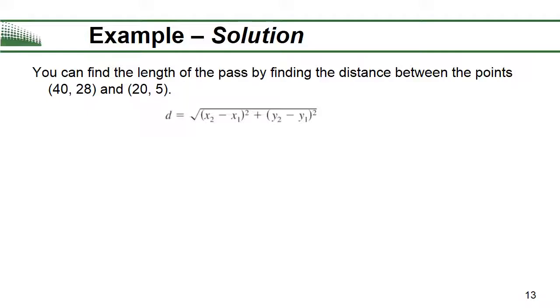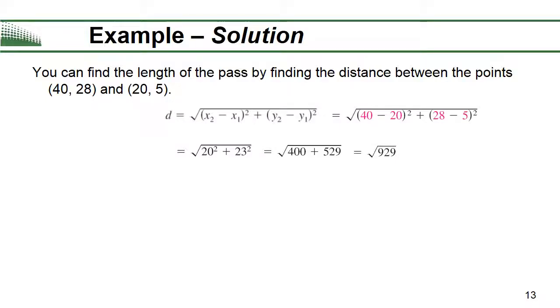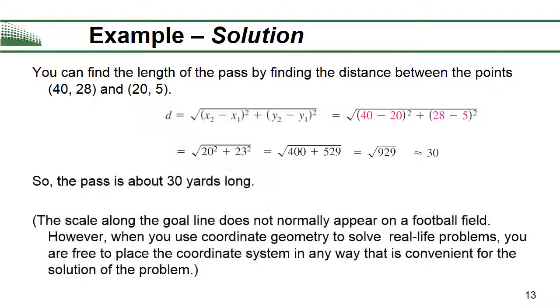Here's our solution. You can find the length of the pass by finding the distance between the points. There's our distance formula. Plug the numbers in. Simplify. So we have 400 plus 529, which is the square root of 929. Which, when you put that in your calculator, you get about 30.